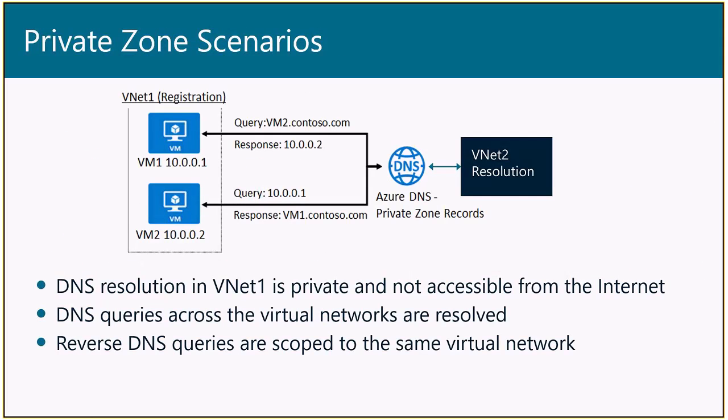All right. Then we also have private zone scenarios. We can have VNet 1 registration. In VNet 1, we have two VMs registered. We query vm2.contoso.com. It goes out to the DNS, and also we can have a resolution server. It's going to respond back to DNS, and DNS is going to respond back to the client. So DNS resolution in VNet 1 is private, not accessible from the internet at all. DNS queries across the virtual networks are resolved internally. DNS queries are scoped to the same virtual network that you're in.